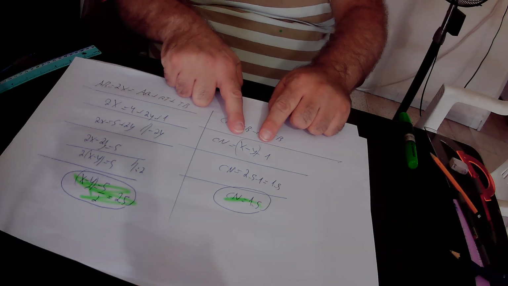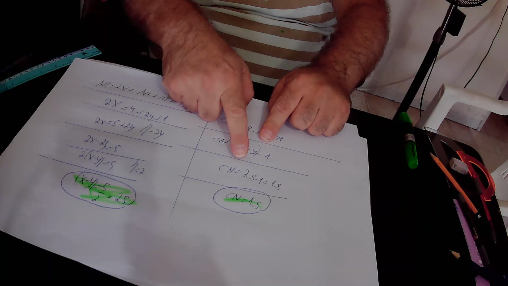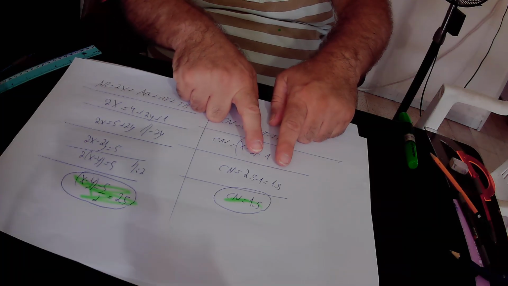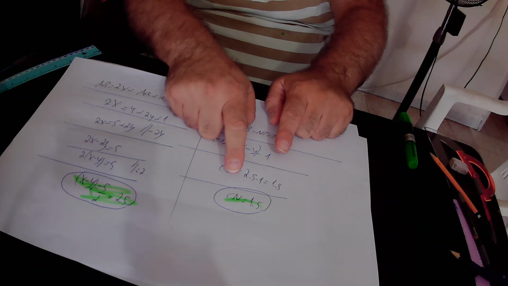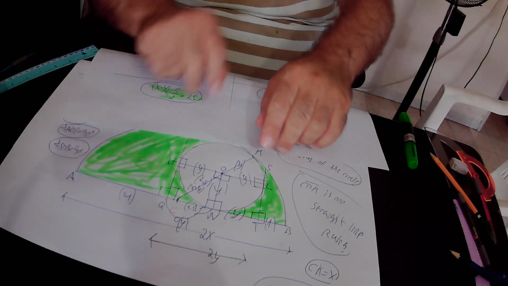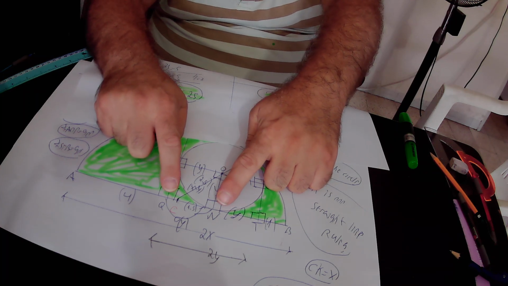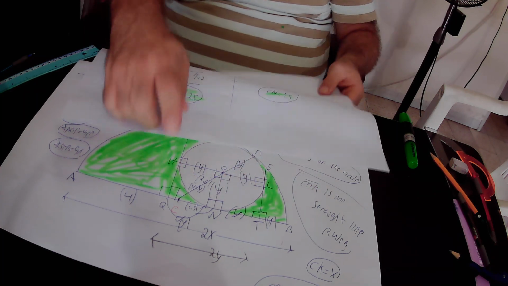So CN equals x minus y minus 1, and x minus y is 2.5. So we substitute x minus y by 2.5, minus 1. 2.5 minus 1 is 1.5. So in total, we found that CN equals 1.5 units in length. This is the length of this short line segment CN.